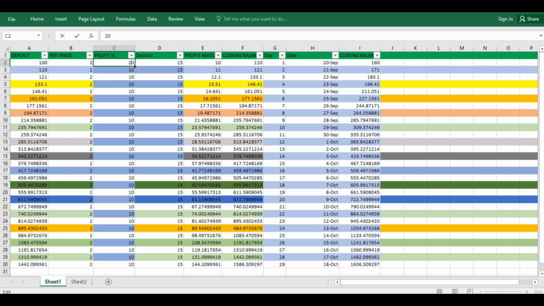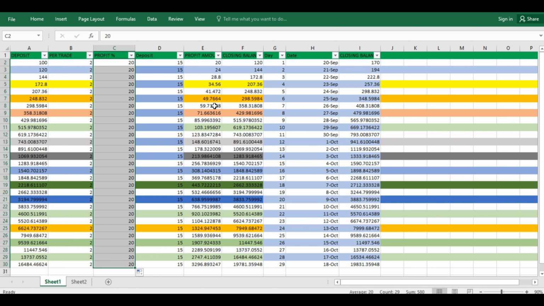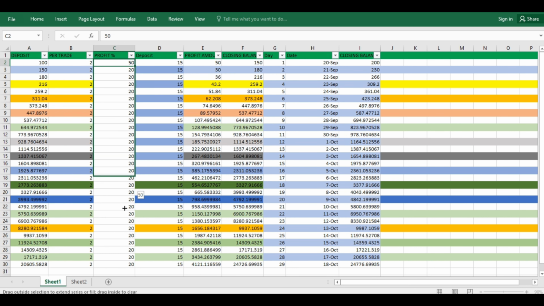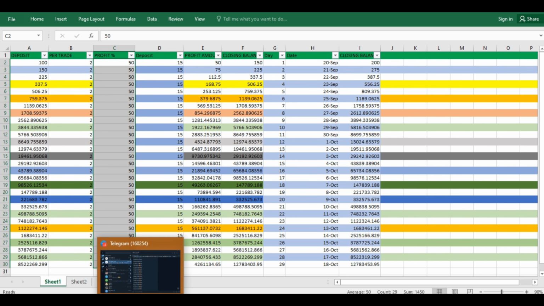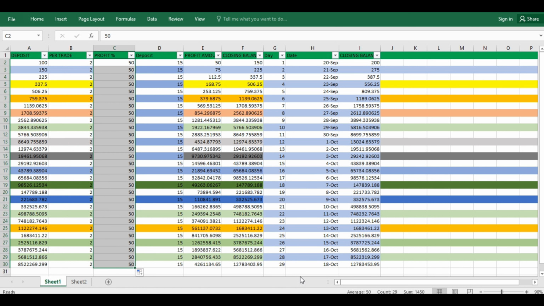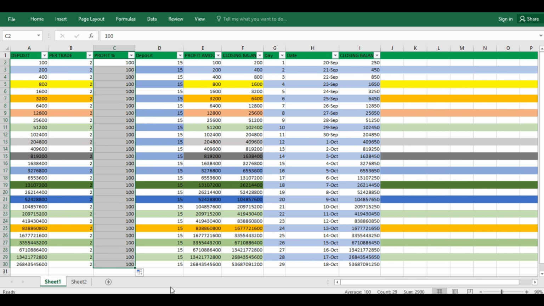All right, $20, and click here. The whole area changed. So this is the daily percentage. Your daily target is 20%. Suppose you want to earn 50% daily, then this is the change, daily 50%. And suppose you want to earn 100% daily, then you can change it here. This is the daily 100% area.